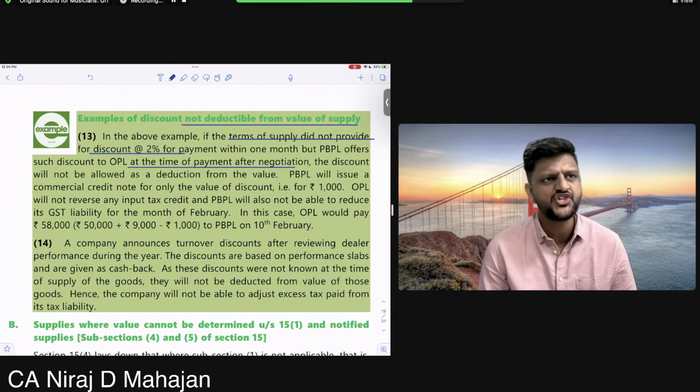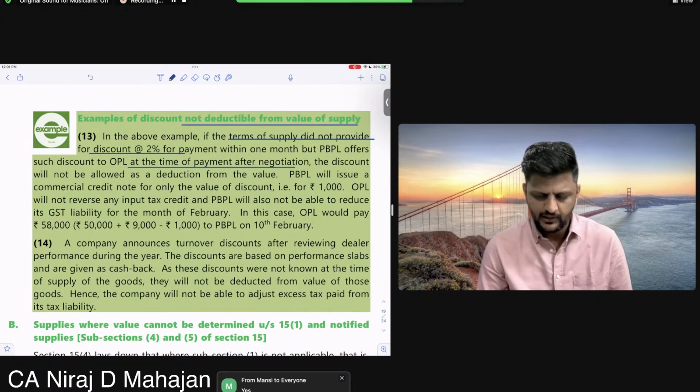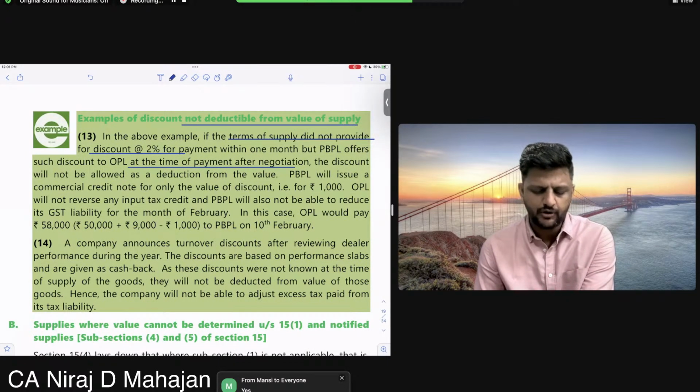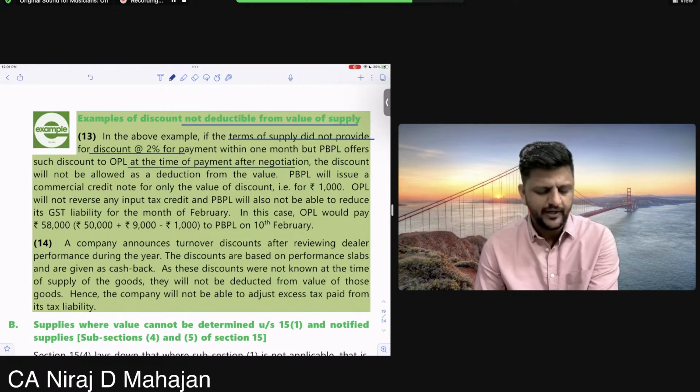They cannot issue a GST credit note. It can issue a commercial credit note. So check. The discount will not be allowed as deduction from the value. PBPL will issue a commercial credit note for only the value of discount, that is 1,000. OPL will not reverse an input tax credit, and PBPL will not be able to reduce its own GST liability. So OPL would have paid how much?